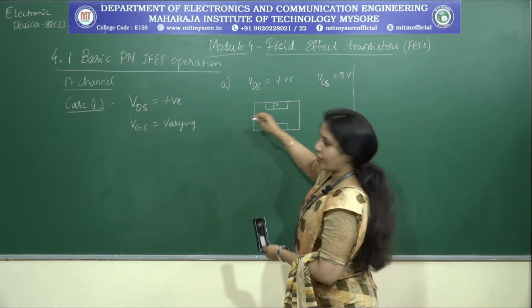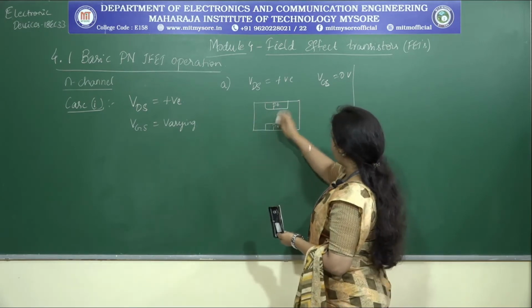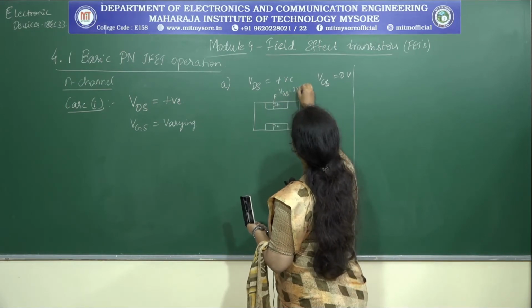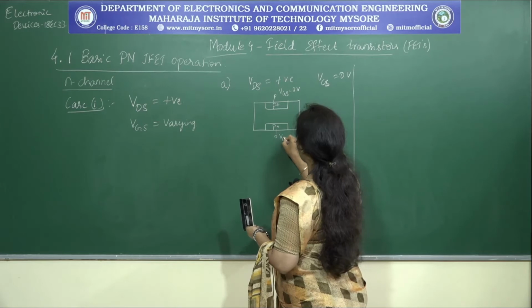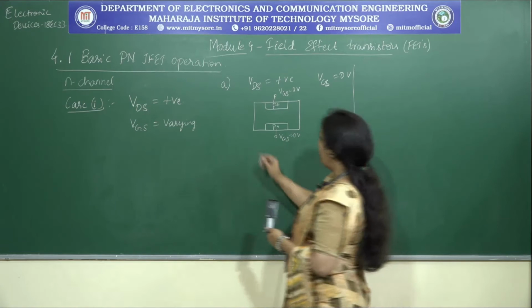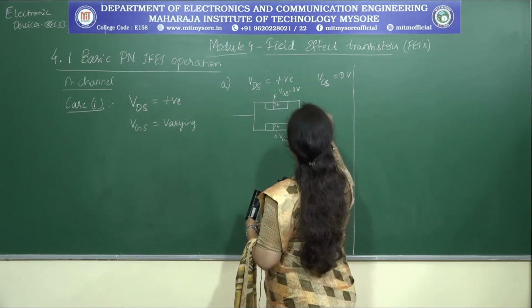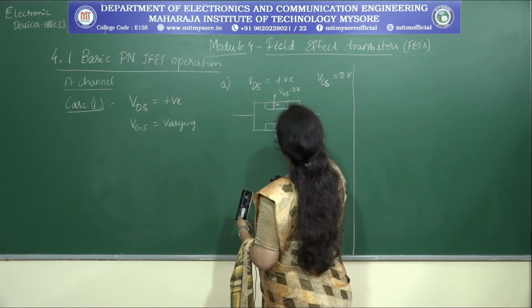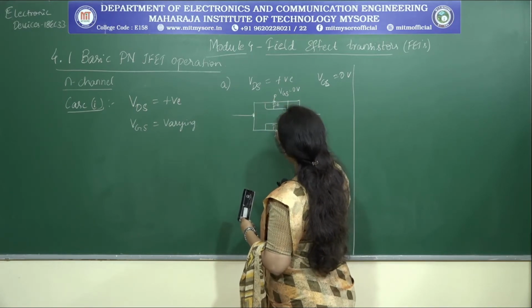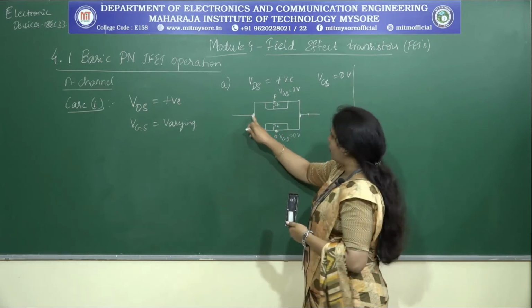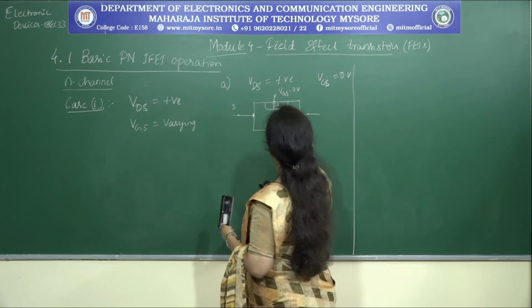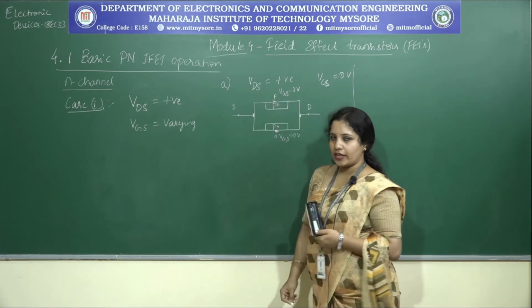So if I consider an N channel, what do we have? P plus regions. To this we are providing what is called the gate to source voltage, and the gate to source voltage I have kept at 0 volts. That is what I am trying to represent. And then we have two terminals here. Please do represent the ohmic contacts without fail at all the 4 sides. These are the ohmic contacts which I am trying to represent. And this is the source and this is the drain that we have.